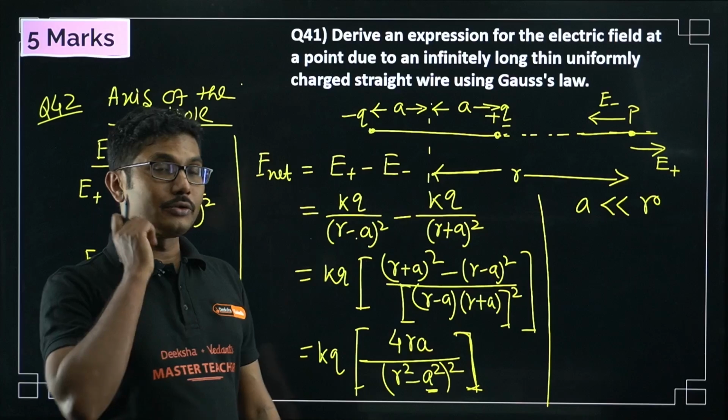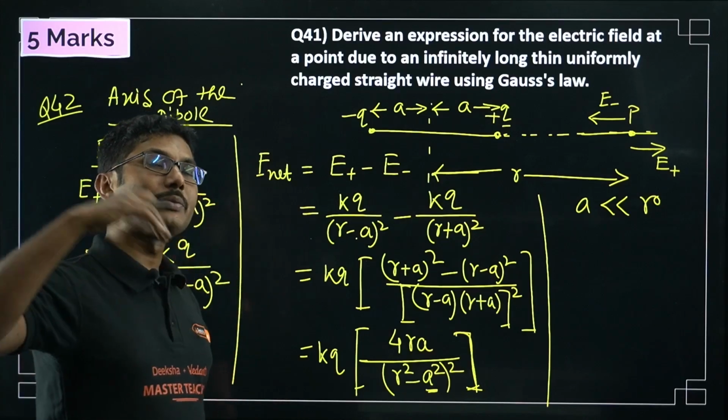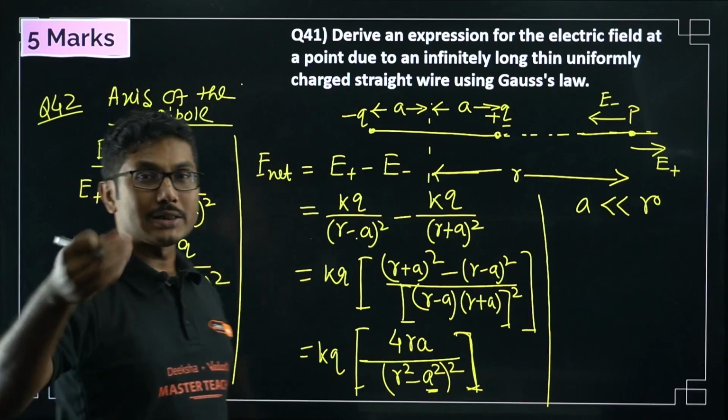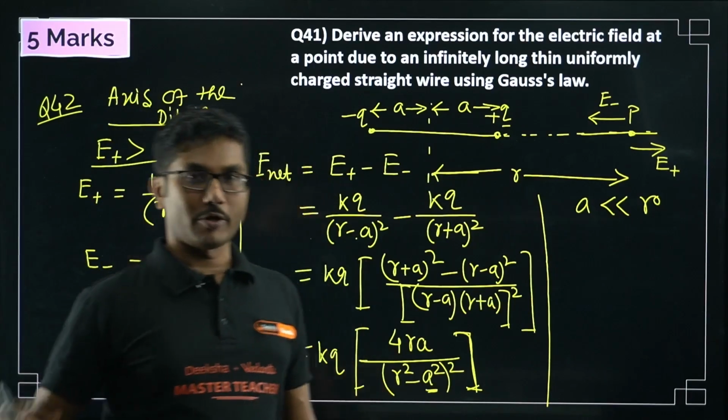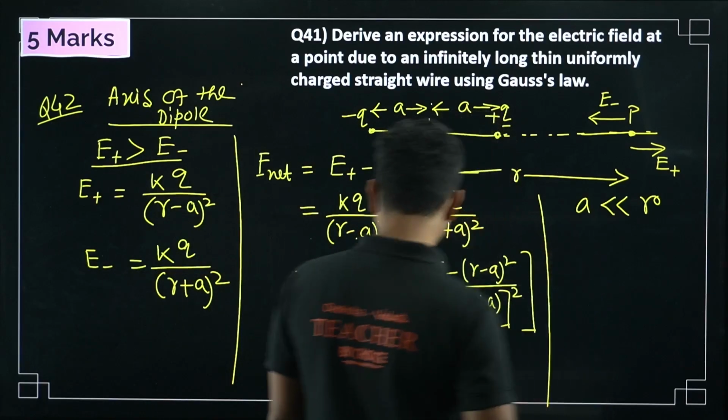Why? Because A is smaller, that means A square will be super duper smaller, right? So if you do a square of a smaller number which is less than 1, for example, it becomes much more smaller. For example, 0.1 square is 0.01. 0.01 is much smaller, right? So smaller number becomes smaller when you square them.